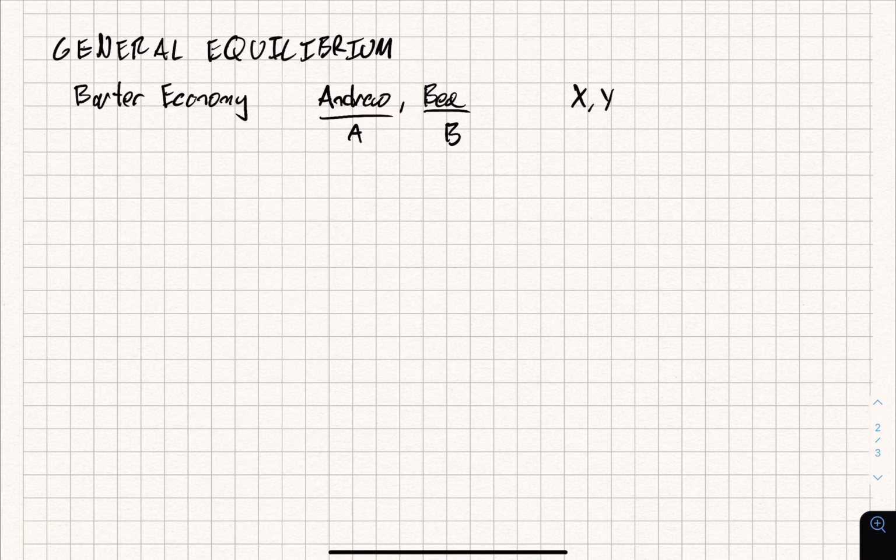And Andrew and Bea have some initial endowments of these two resources. So essentially we're just dropping in some endowments from the sky on sort of a desert island with only the two of them. So our initial endowments for X and Y are 80 and 50.